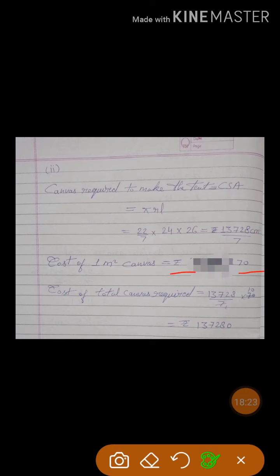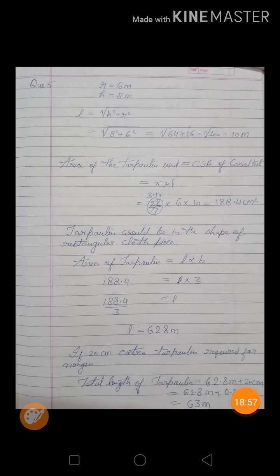So cost of total canvas required will be equal to, it is given the 1 meter square canvas is 70, and how much area of the tent it was, this much, 13,728. So area of the canvas multiplied by the cost of 1 meter square canvas. We shall multiply and we shall get the answer. It is how much? 1,37,280 rupees.